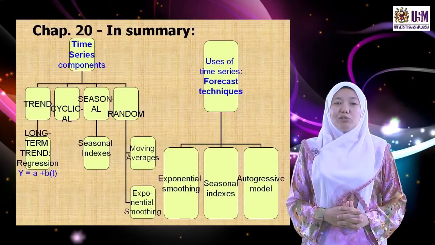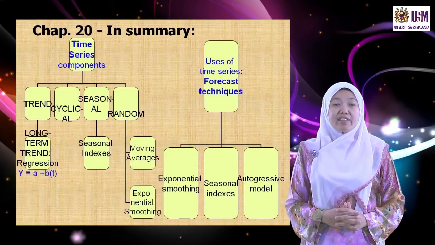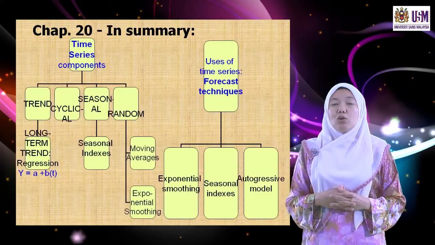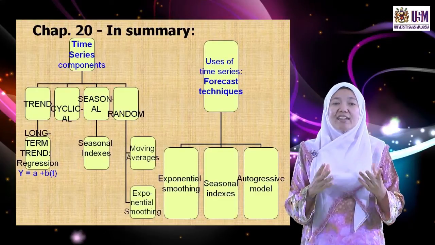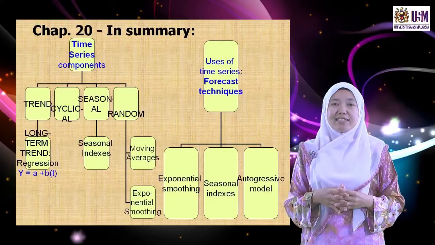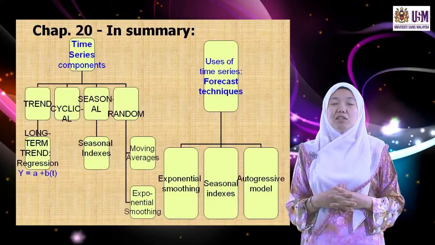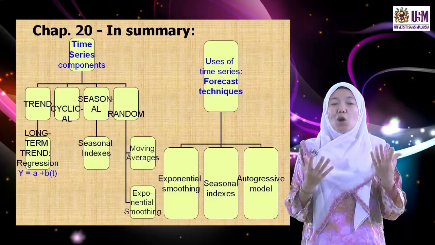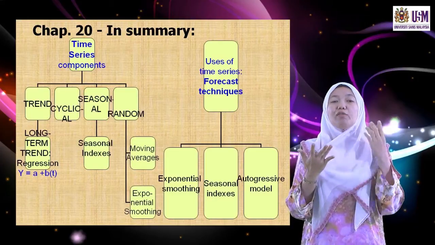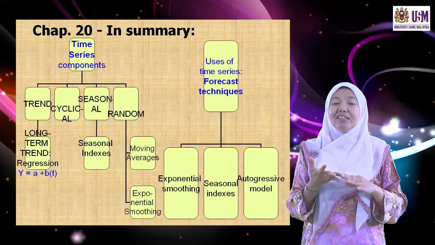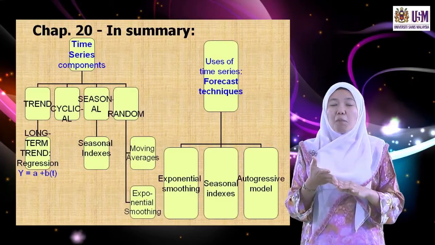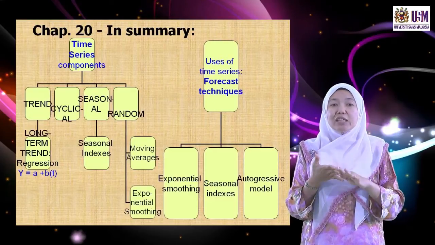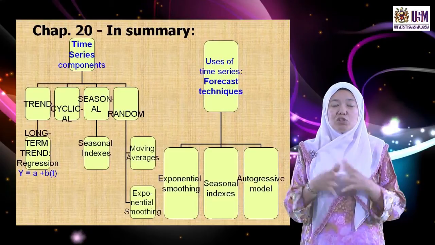Now we are going to look at chapter 20, time series analysis, in summary. The first part will be looking at the time series components. There are 4 different components of time series, and we'll be looking at each one in detail. So we have the trend component, the cyclical component, the seasonal component, as well as the random component of a time series.